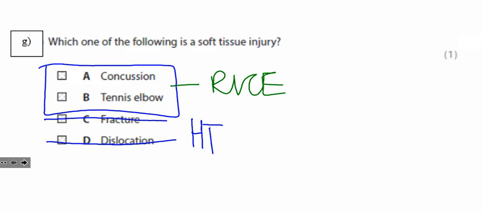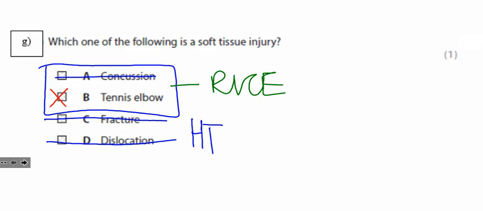And again, we know that hospital treatment generally matches with hard tissue type injuries. So as a result of that, we should have actually discounted concussion as being one of our answers. That obviously leaves then tennis elbow left. And what structure is affected with tennis elbow? Hopefully we should know it's inflammation of a tendon which connects muscle to bone on the outside of the elbow.